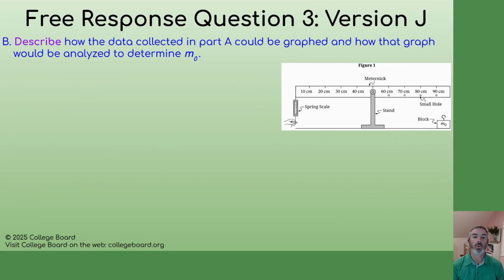Then we're going to describe how we're going to use the procedure that we said in part A and the data we collected to create a graph that would be able to find the slope value and find the mass of the block. So the first thing we're going to do is use a balanced torque equation for the meter stick. We're going to write counterclockwise torques equal clockwise torques.